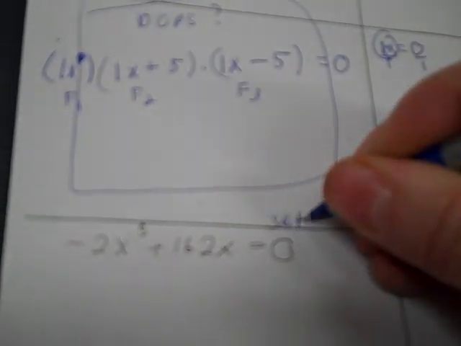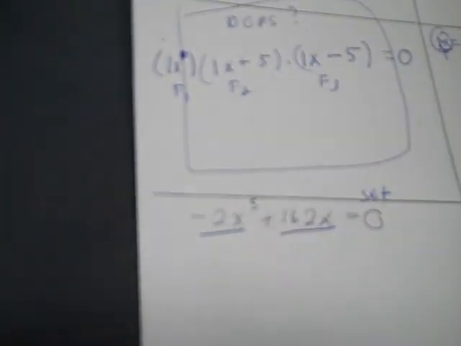Okay, my next problem: negative 2x to the power of 3 plus 162x equals 0. So how many answers? Again, there's 3 because I have a third power on my variable. Okay, now it has to be set equal to 0, and it is, so it's set. And now how many terms? Well, again, there's 2. So with 2 terms, I set up the same 2 boxes I did on the last problem: the GCF box, and then my difference of perfect squares box.